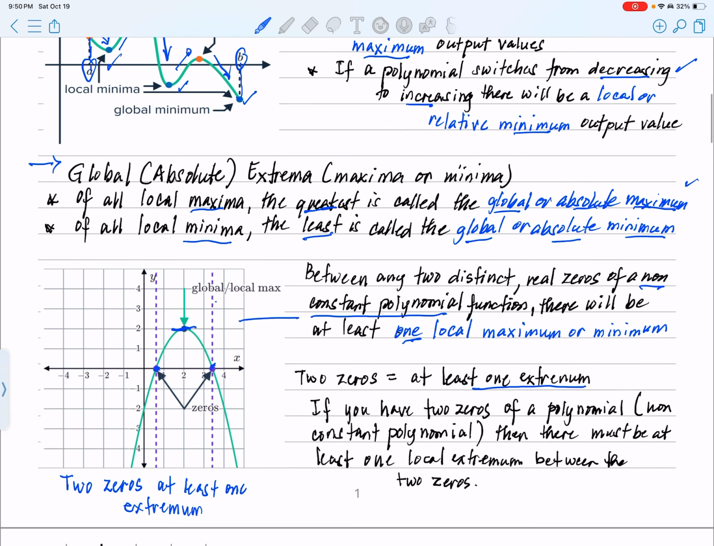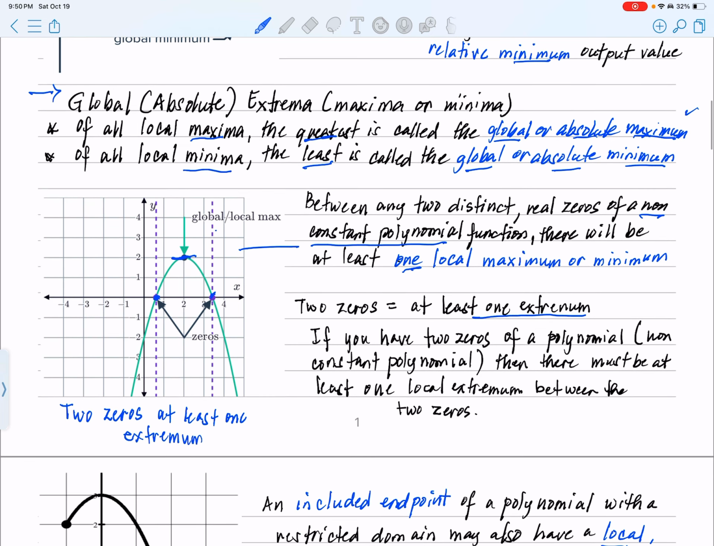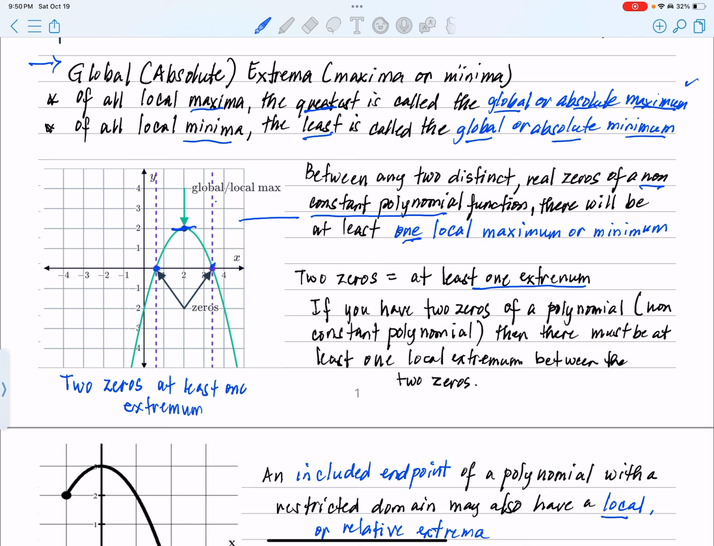The global happens when the maxima is at the greatest, then you have a global maximum. When it's at the least, then you have the global minimum. Let's look at this. Two zeros, at least one extremum. That is what it means, whether it's maximum or minimum.